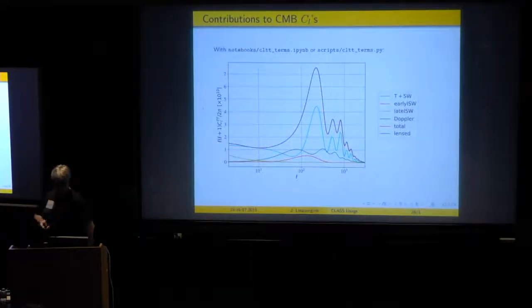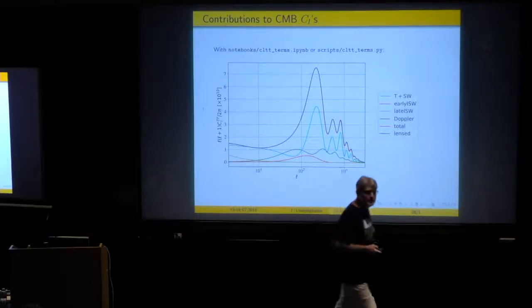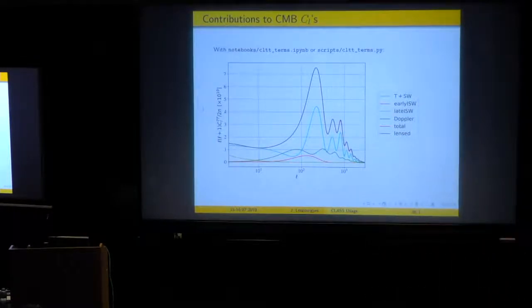Okay, now this is another example in which you try to split the CLs of temperature into individual contributions. So as we said before, the total lensed is black, the total unlensed is red. And this red comes from different contributions: the intrinsic temperature with its Sachs-Wolfe contribution, which is the most important term, the early integrated Sachs-Wolfe, the late integrated Sachs-Wolfe, and the Doppler contribution. And there is a fifth one, which is a contribution from the back reaction of polarization that you can also get with class, but I've not shown it on the plot because it's so small.